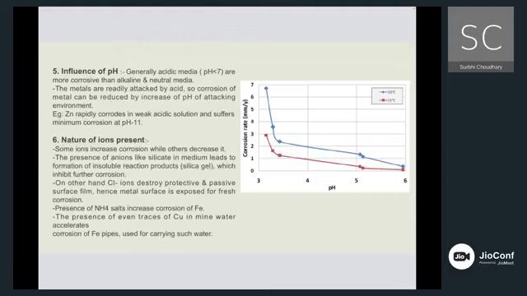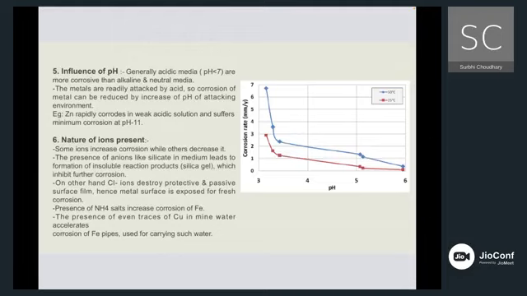The metals are readily attacked by acids, so corrosion of the metal can be reduced by increasing the pH of the attacking environment. For example, if we talk about zinc metal, it rapidly corrodes in a weak acidic solution, and its rate of corrosion decreases when we increase the pH to 11. That means if we change the medium's pH to a basic one, then the rate of corrosion decreases.